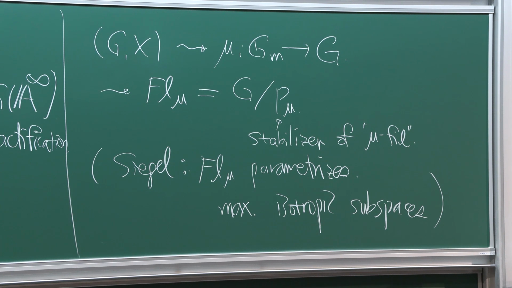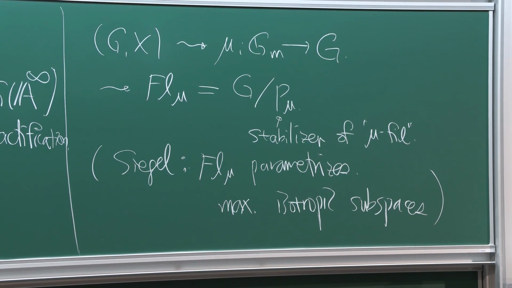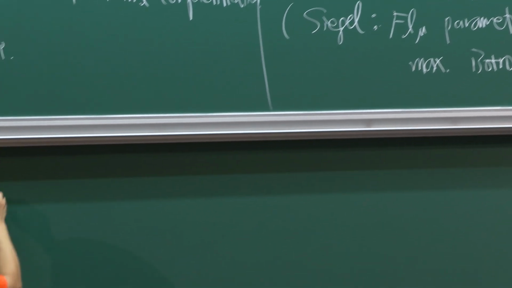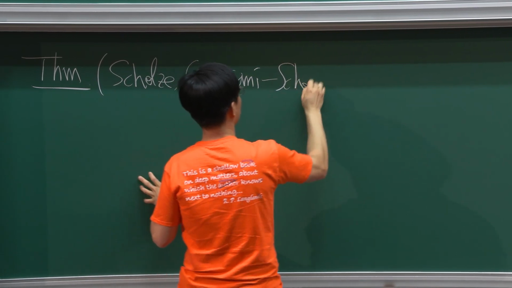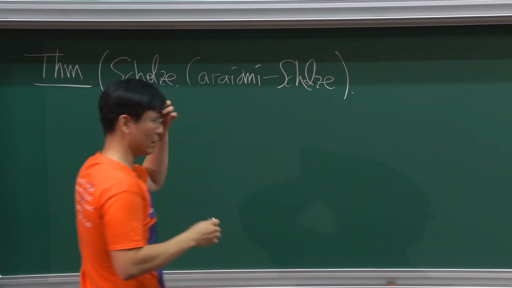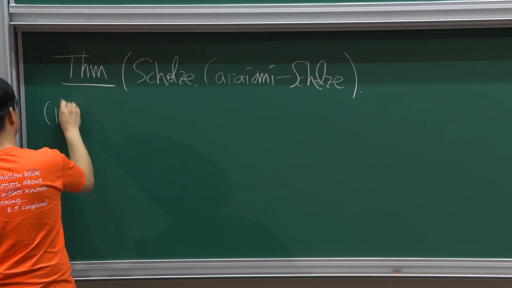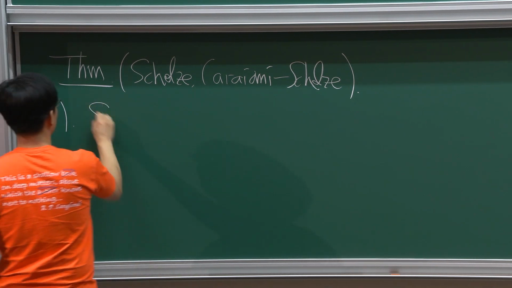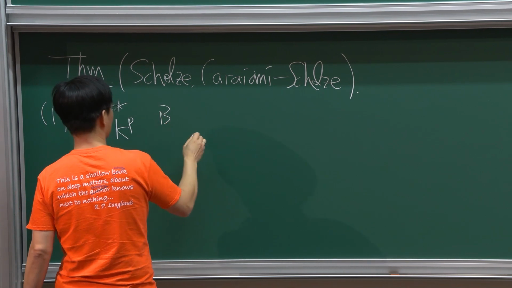Okay, so here's the theorem. This theorem is due to Scholze and also in part Caraiani-Scholze for the target space of the Hodge-Tate period morphism. So simply put, the first result is that this is a perfectoid space.